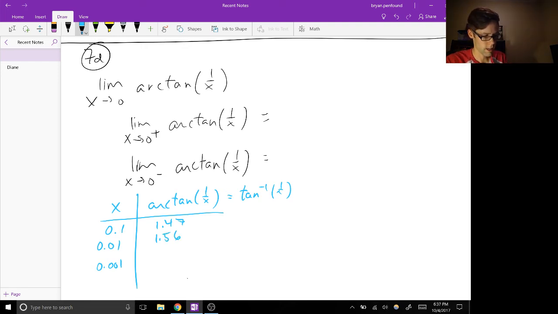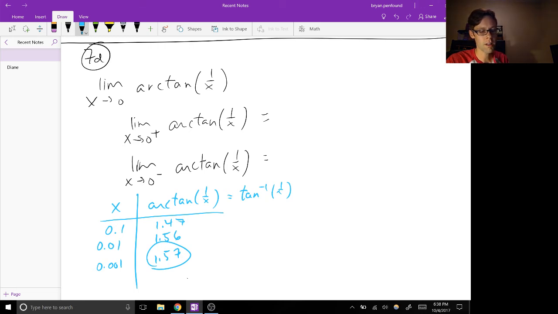And let's see, tan inverse of 1 divided by 0.001. Again, about 1.56, 1.57. Okay, so it does look like I'm tending towards something. It looks like I'm tending towards this 1.57-ish region.